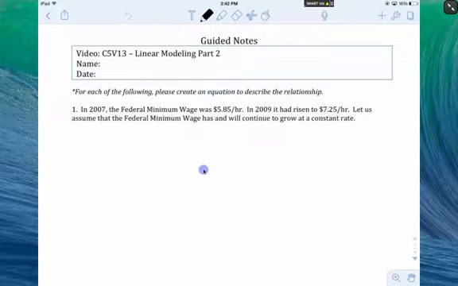So the first real-world situation that we are going to try to model with a linear equation and a linear graph is this one. It's all about the federal minimum wage in the United States, and this is real information. So in 2007, the federal minimum wage was $5.85 an hour. But in 2009, it rose to $7.25 an hour.